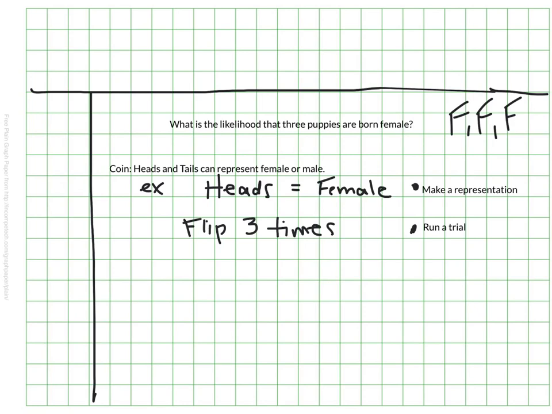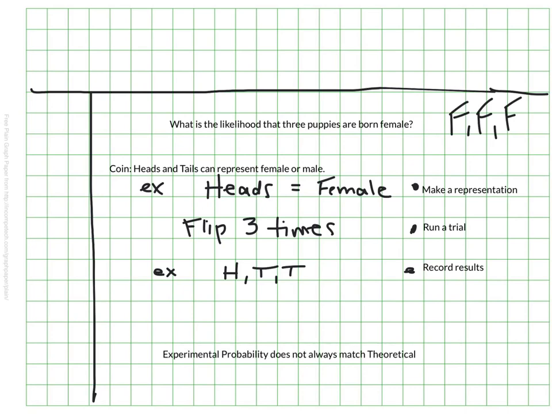From there, we can record what the results were. Did we get a heads, heads, heads for 3 females? Did we get some heads, some tails for males and females? But we would record what we found. So for example, maybe you would record heads, tails, tails, knowing that that means there was a female, a male, and a male born.